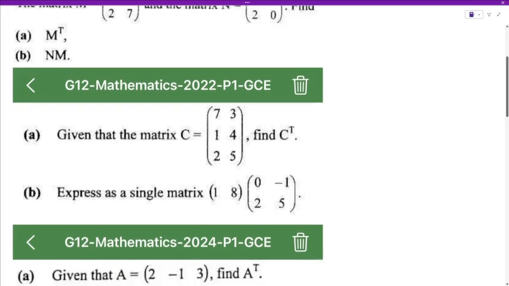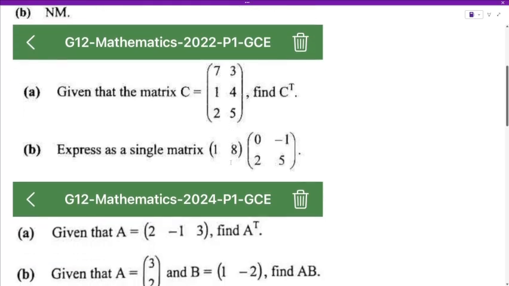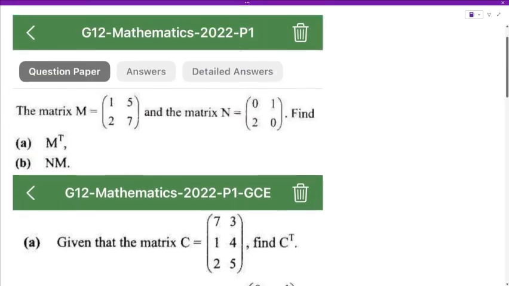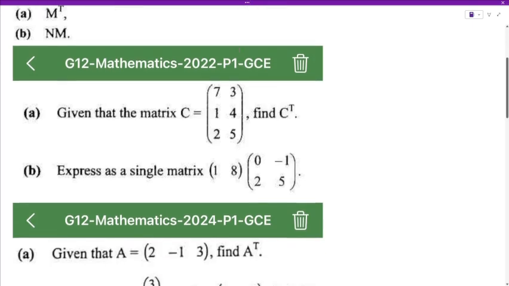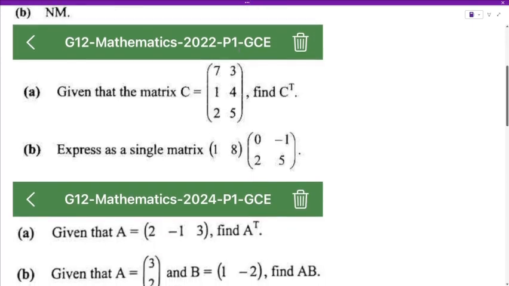Okay, so I don't see any hand raised or anything typed in the chat. I'll take it that there's no question. We proceed to the next question, which is coming from 2022 paper 1 GCE. This one was what? Paper 1 internal. This is GCE. Given that matrix C is equal to that matrix there, find C transpose.